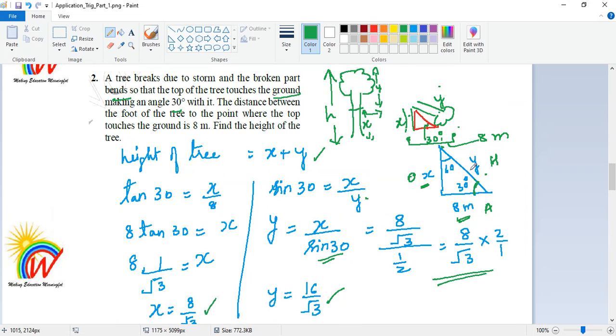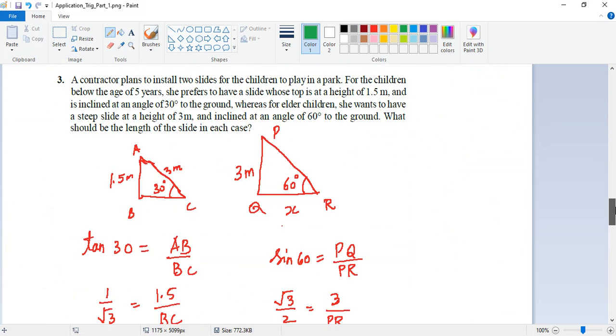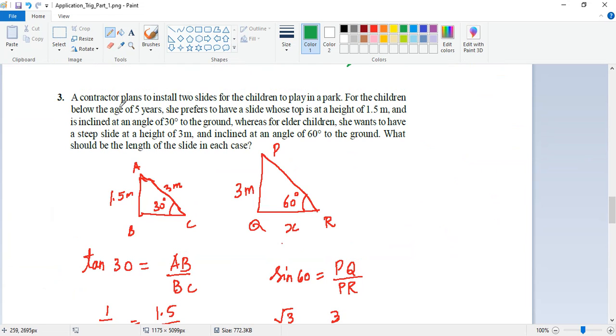You can use the reference triangle also to do this. Now come to question number 3. It says a contractor plans to install 2 slides for the children to play in a park. For the children below the age of 5 years, she prefers to have a slide whose top is at a height of 1.5 meters. So this is the slide for the children, A, B, C, and is inclined at an angle of 30 degrees to the ground. Whereas for the elder children, she wants to have a steep slide at the height of 3 meters. This is for the elders, and inclined at an angle of 60 degrees to the ground. What should be the length of the slide in each case? So we need to find out the slide's length in each case, AC and PR.